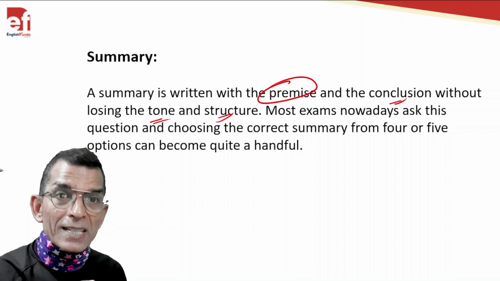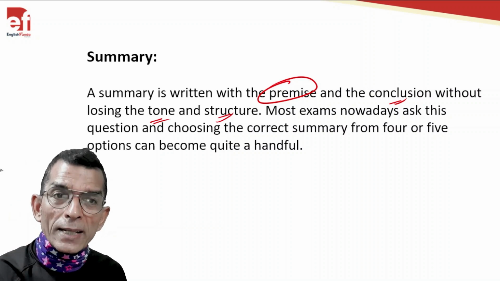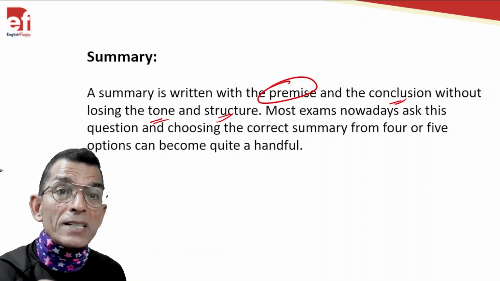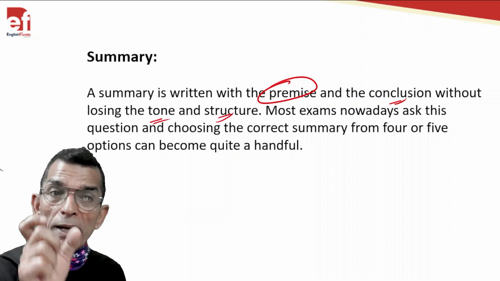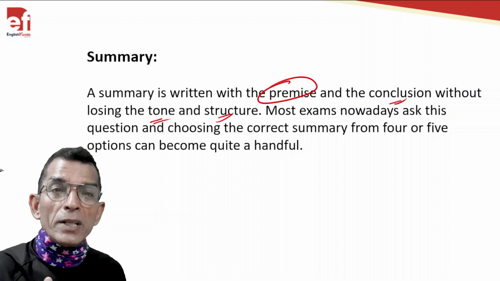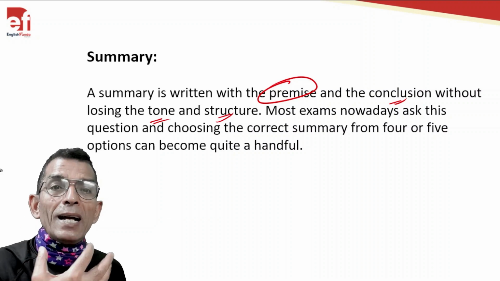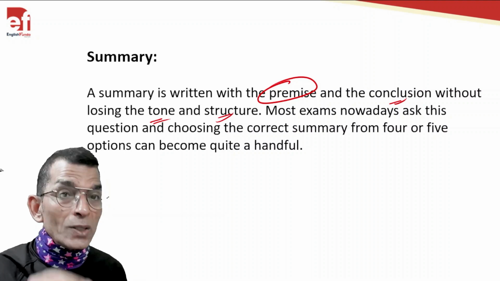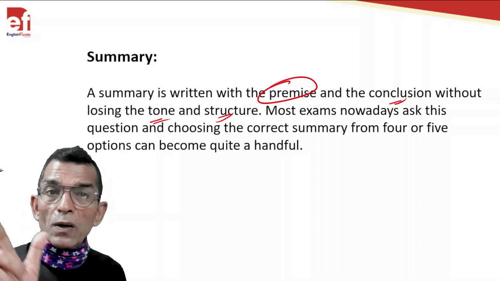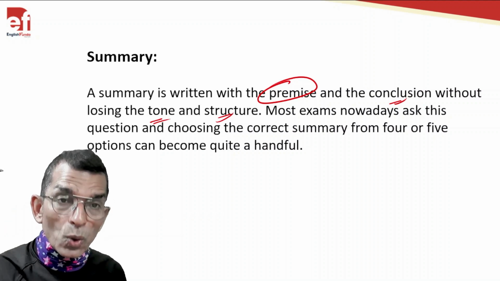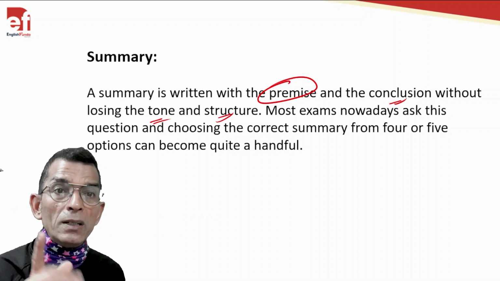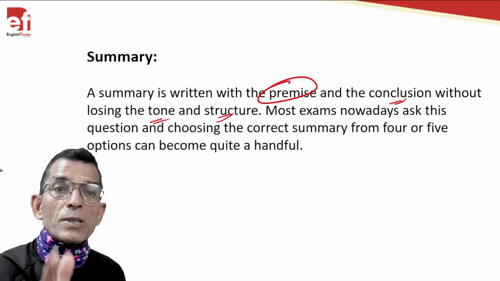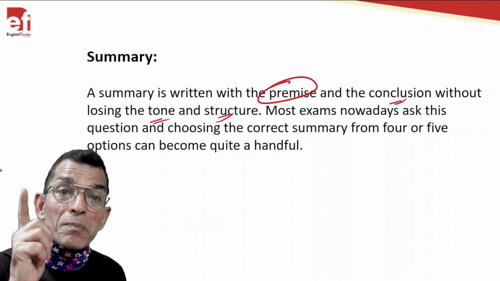Okay. Second is the tone. Tones are nothing but the emotions expressed by the author when he states his primary purpose. That is, whenever the author makes his point, he also, as a human being, attaches his emotions to that particular conclusion. The emotions are called tones of the author. Now, you do not lose the tone of the author and you do not lose the structure of the passage, and you also keep the premise and the conclusion together. That is the best summary.